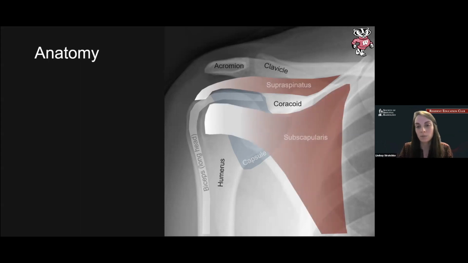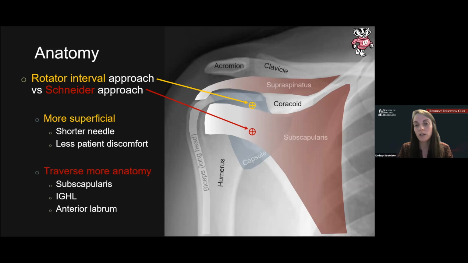And then your subscapularis tendon, which is going to run below. So then if we superimpose those different approaches there, you can get a better idea of what anatomy gets traversed depending on what approach you take.